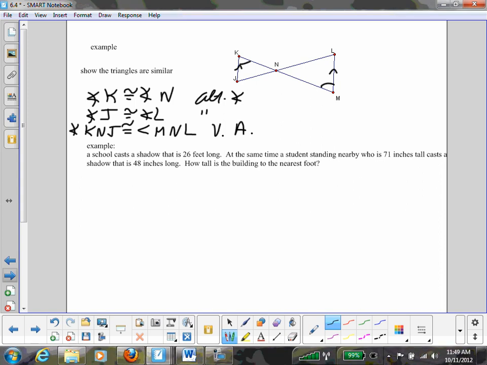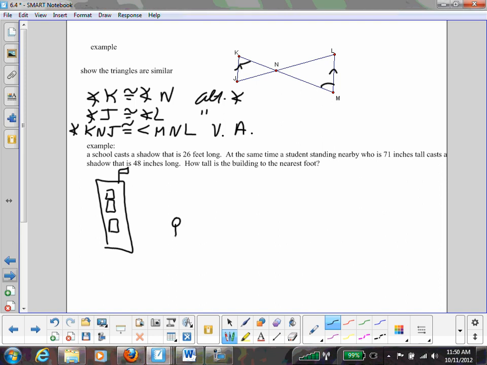All right, a school casts a shadow that is 26 feet long at the same time a student standing nearby who is 71 inches tall casts a shadow that is 48 inches long. How tall is the building to the nearest foot? So you guys can make fun of my little drawing as much as you want. But this is my school with a little flagpole on top. And this is my little dude who's standing nearby.